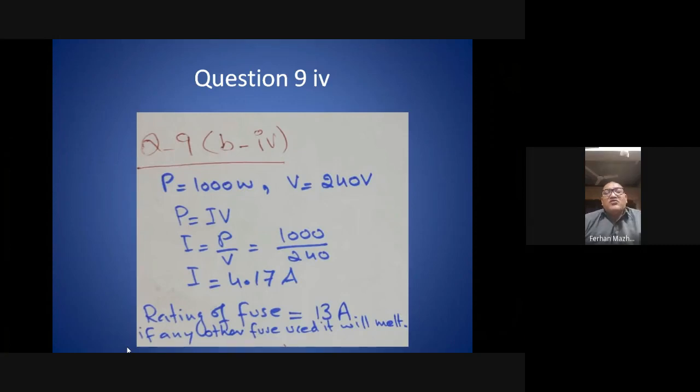There is only one fuse whose rating is more than 4.17 ampere, and that is 13 ampere. So I have to use the 13 ampere fuse. If I use any other fuse, all the other fuses in the list have a rating less than 4.17 ampere. So if I use them, what will happen? They will blow, they will melt, they will overheat, and obviously they cannot work.